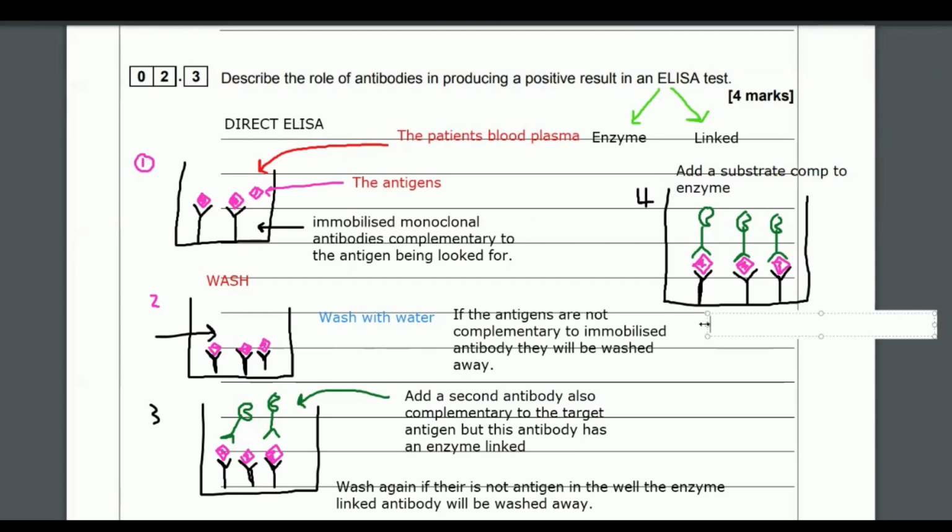Now that substrate is going to have a complementary shape to the tertiary structure of the active site of the enzyme. They're going to fit like a lock and key. They could bring that in if it's a paper 3 question. And the substrate will catalyze that reaction, weaken the bonds and break the substrate.